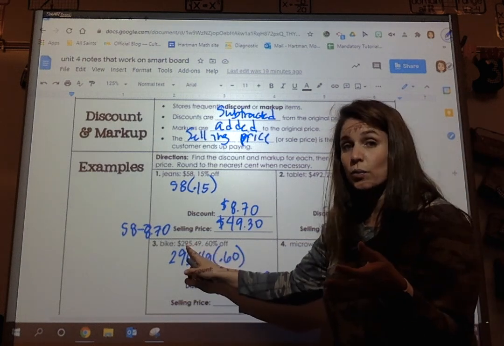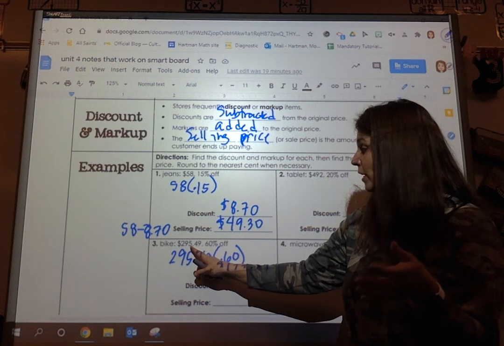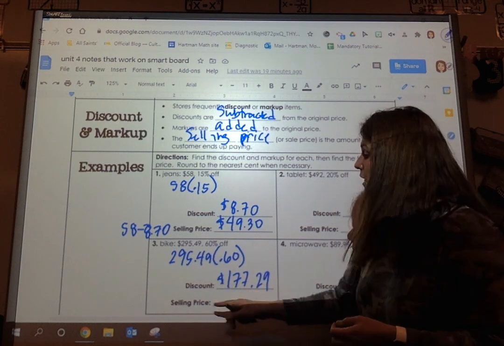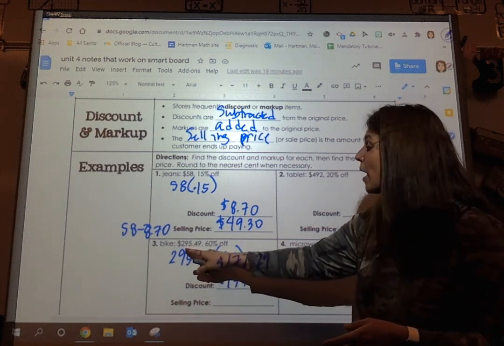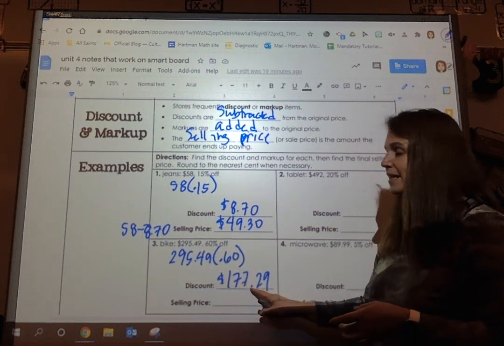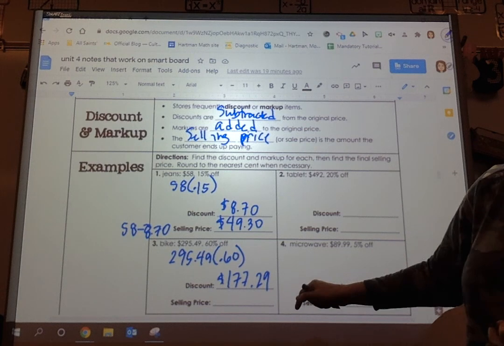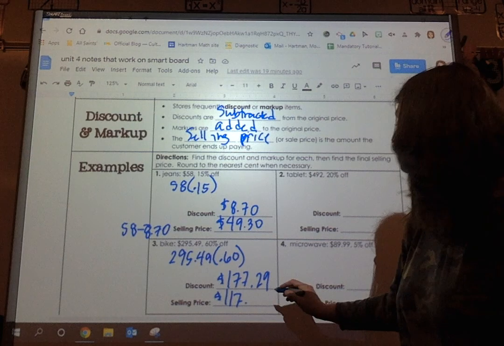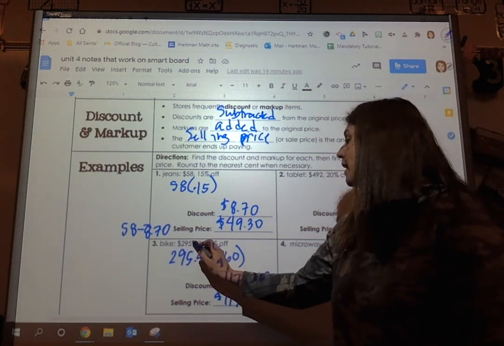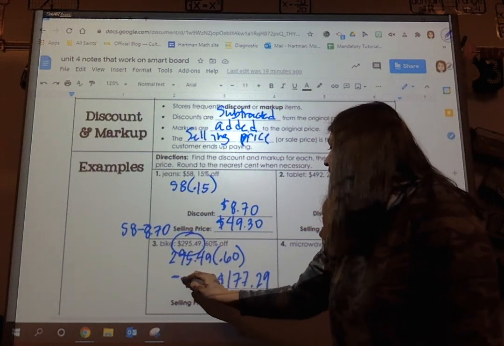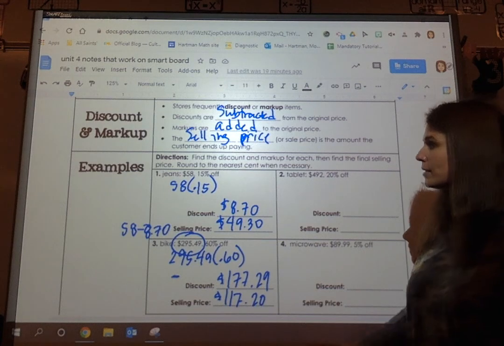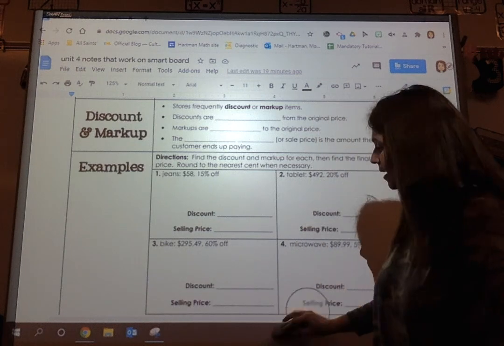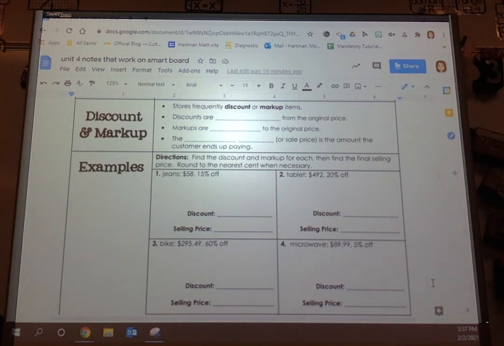So if the price is originally advertised for $295.49 and it's discounted $177.29, to find the selling price, I subtract the original minus the discount, and that would give me that the bike is on sale for $117.20. So I'm taking the bike and I'm subtracting the discount to get that selling price. Let's do a couple more together. Again, you can work ahead and we will go over these.